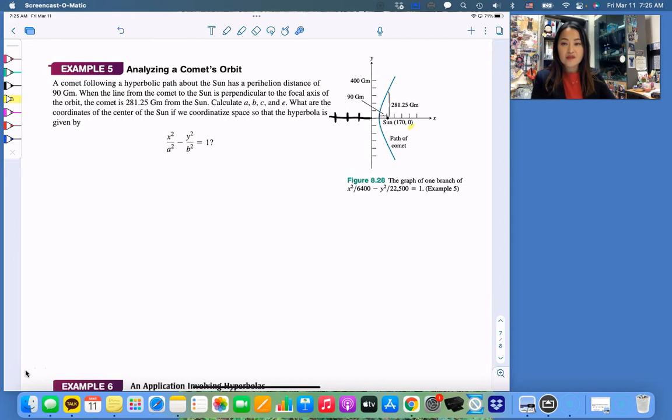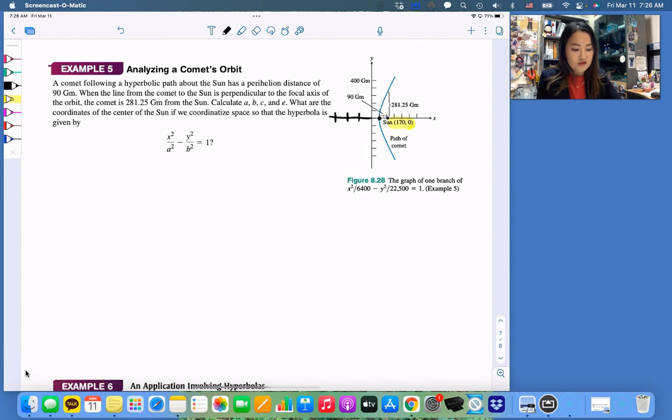So let's look at this. A comet is following a hyperbolic path about the sun, and the sun is here. Actually, this answer, 170, is the answer that we're looking for, but we don't know that yet, okay? So we're trying to get the 170. The sun has a perihelion distance of 90 GM. So they tell you that this is our vertex here.